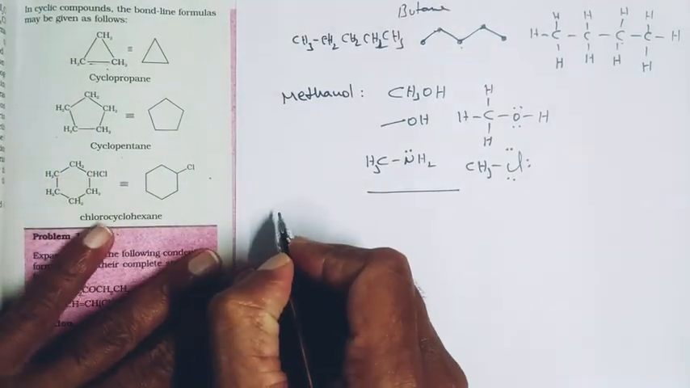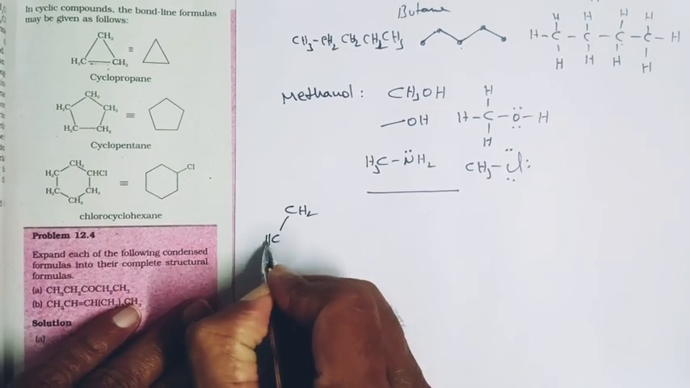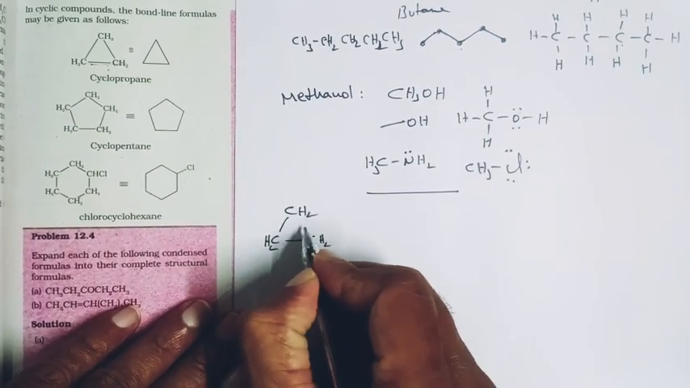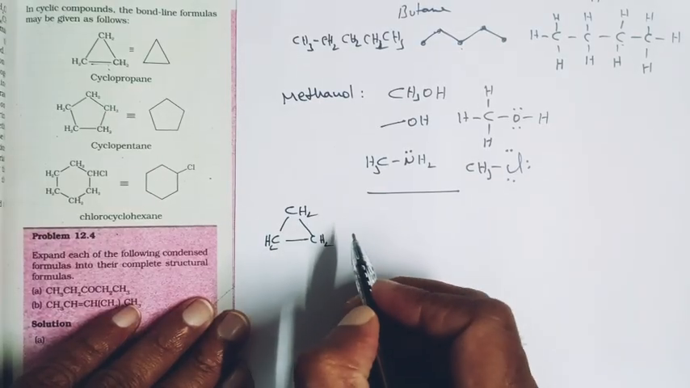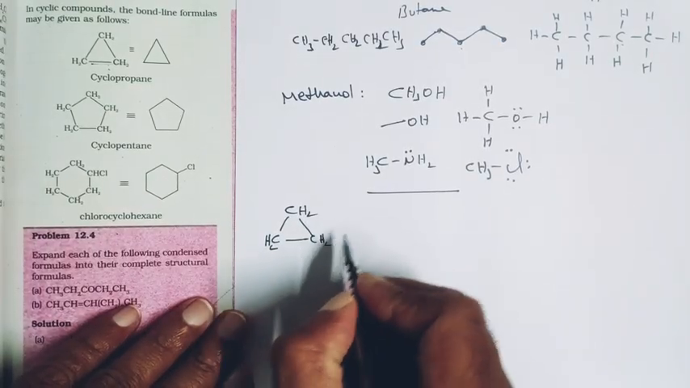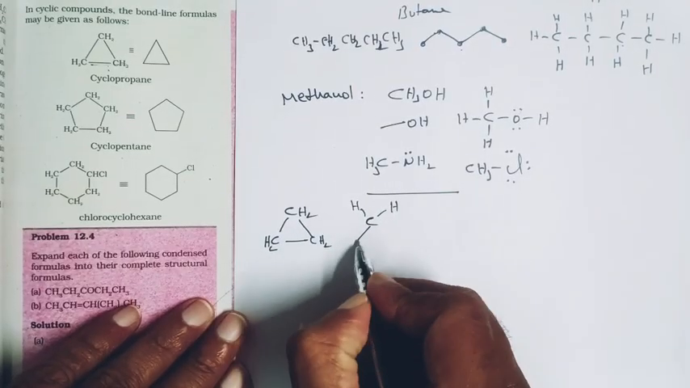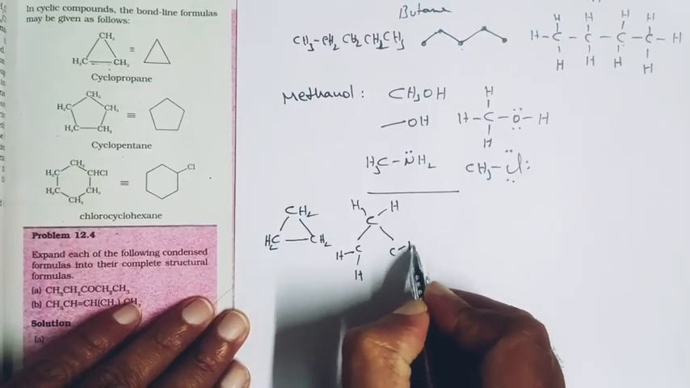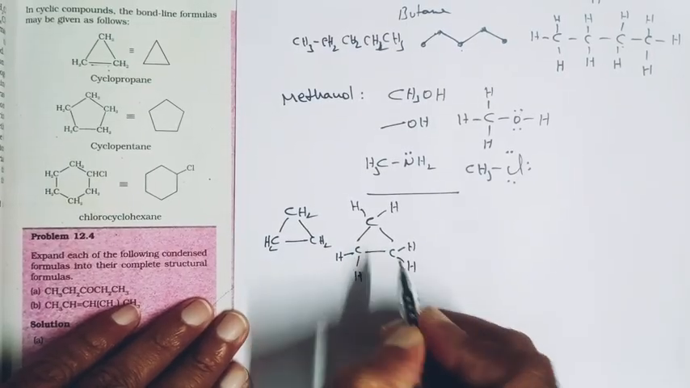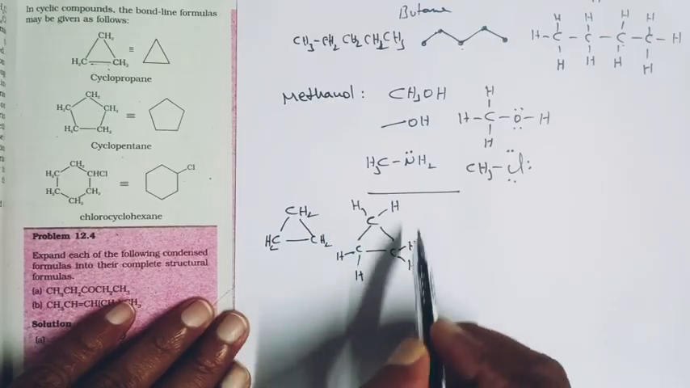Here it is given cyclopropane. Cyclopropane, that means CH2, CH2, CH2, this one. So here, if we expand this structure, then it will be like this. See, H, H, here C, H, H, and here H, H. This is the expanded structure, that means complete structural formula.